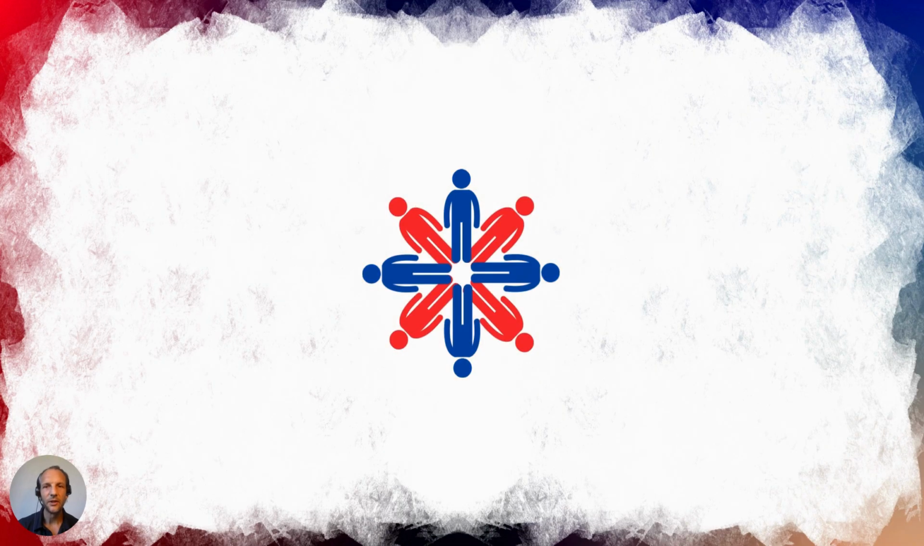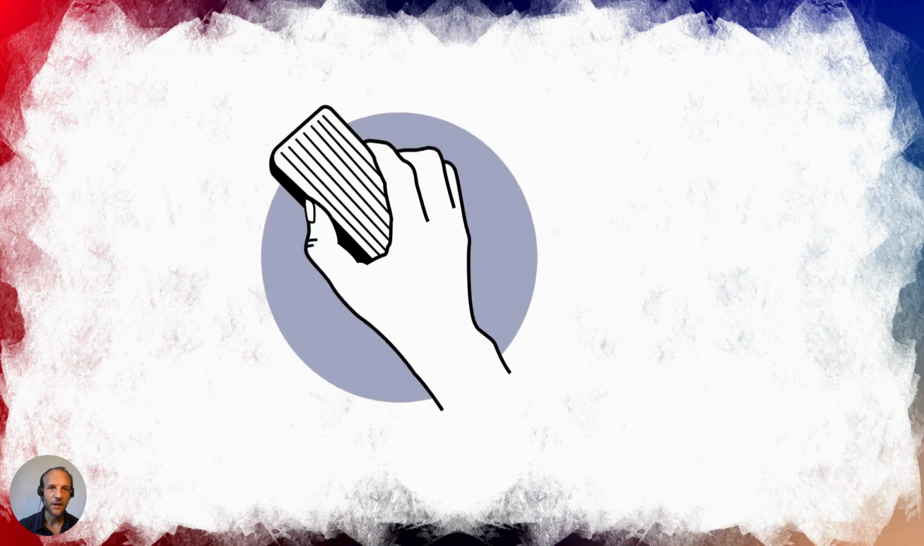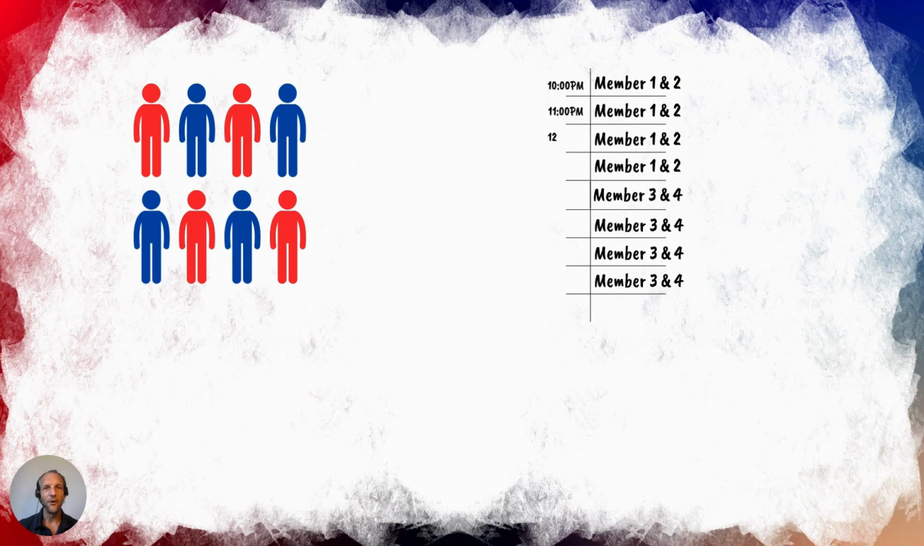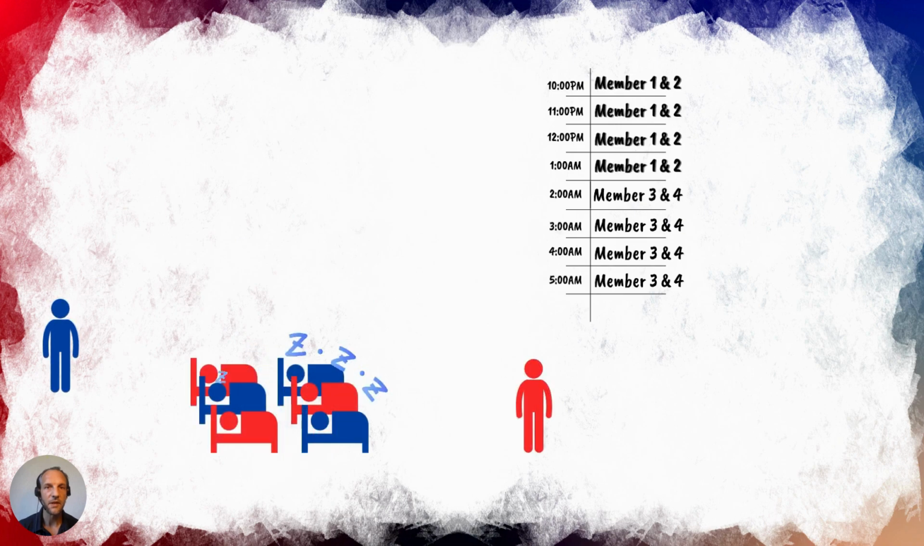So the preference is not cure, but prevention, right? Prevention is always better than a cure. So an important example of health benefits in a freedom cell is really how do we prevent us from getting sick? Of course, sleep is really important, right? So sleep becomes a detrimental aspect of our lives, and we all need around about 8 hours sleep.